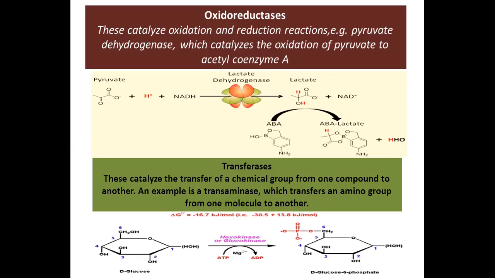Another one is the transferase. By seeing the name you can understand that it catalyzes the transfer of chemical groups from one compound to another compound. An example is a transaminase, which transfers an amino group from one molecule to another. Here we can see that D-glucose, when treated with hexokinase, converts to D-glucose 6-phosphate. So hexokinase is a type of enzyme which transfers the phosphate group to glucose, forming glucose 6-phosphate.